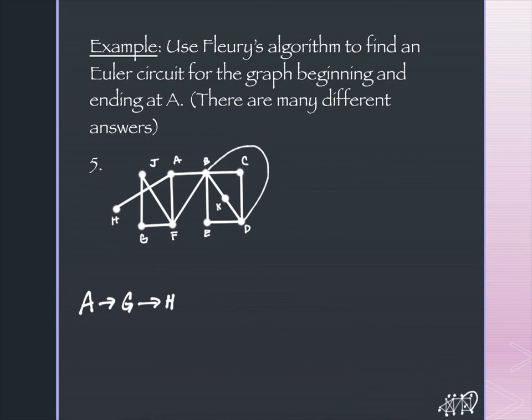Now we're at H. We do not have a choice. H only has one more edge coming out of it, right? So H is going to go back to A, which is just fine. So we're revisiting A, but we're allowed to do that, so that's not a problem. Now we're back at A.